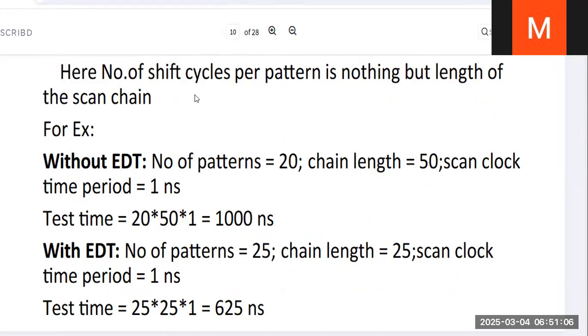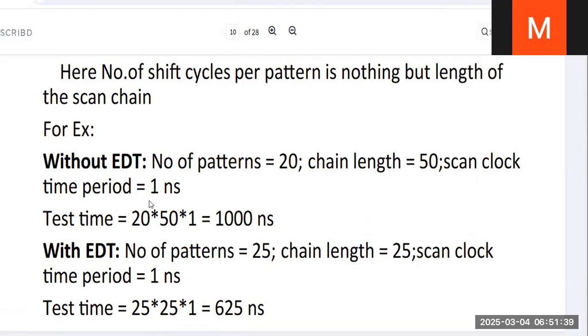As I already told, with the help of EDT logic we can reduce the test time and test data volume. We'll see with one example how we can reduce them. The number of shift cycles per pattern is the length of the scan chain. Here the length of the scan chain is 50. There are 50 flops in the internal scan chain, without EDT, with external scan channels. The number of patterns is 20.